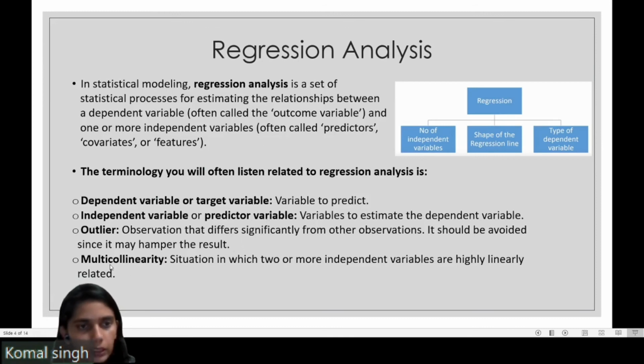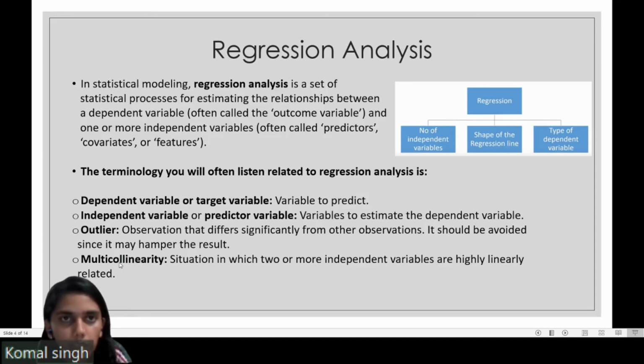And then we have multicollinearity, a situation in which two or more independent variables are highly linearly related. If one factor is affecting another, then if we change one factor, the other also gets changed. These things make the model very problematic and create lots of errors. So we should remove these things.